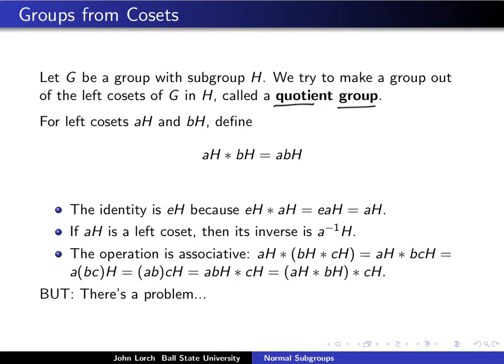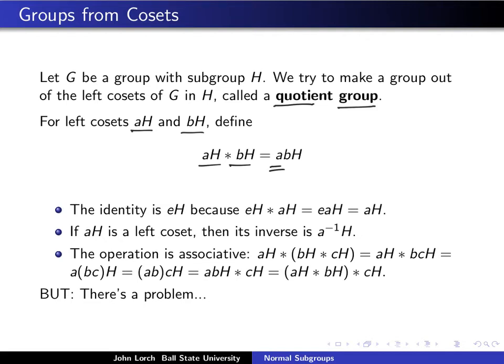To form a group, we need a binary operation. So we take two left cosets of H, say AH and BH, and we combine them really in about the only way we know how, and that's to multiply the representatives AB together and look at the left coset of H that we form by multiplying on the left by the group element AB. So things seem to be going well, right?